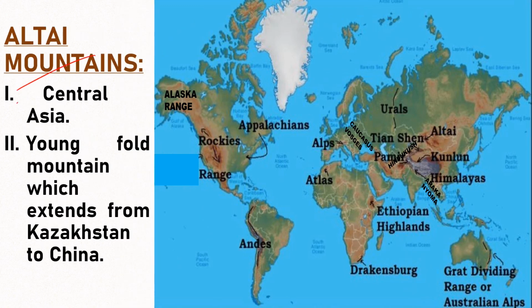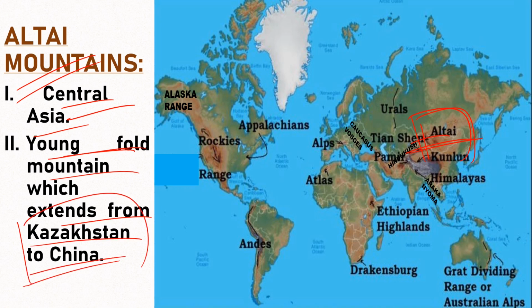Then the Altai Mountains, Central Asia. Here you can see that the Altai Mountains are located in Central Asia. These are young fold mountains as well, which extend from Kazakhstan up to China. Their extension is from Kazakhstan up to China, the Altai Mountains.